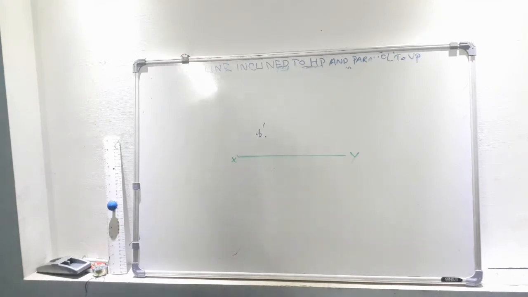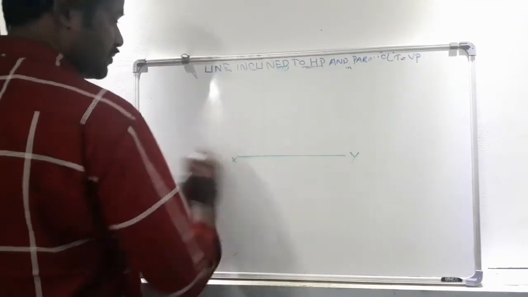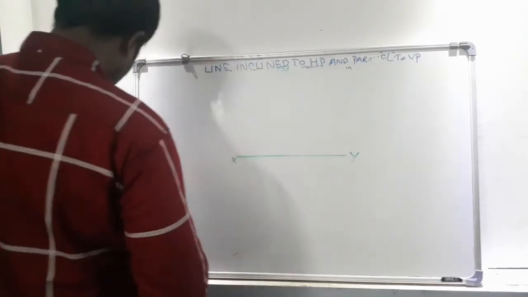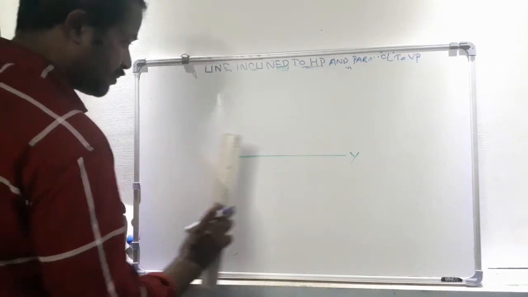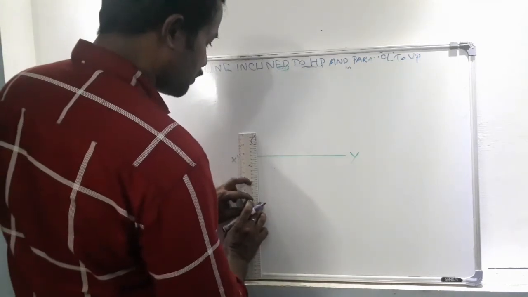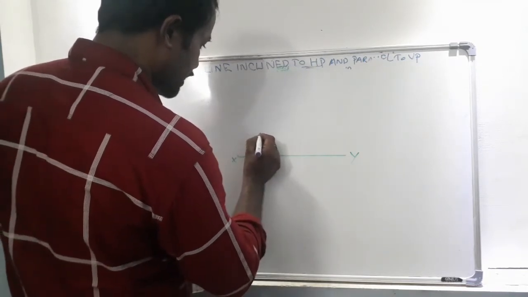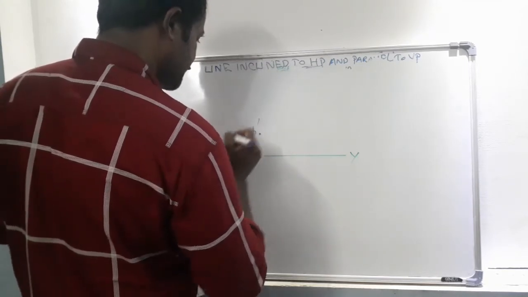Now listen here. In our real answer part, first we have to draw the XY line. This is our reference line. Now keeping 10 mm distance above HP, that means keeping 10 mm distance from the reference line, put a point here. That point name is B dash.